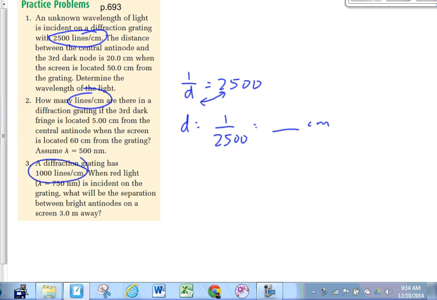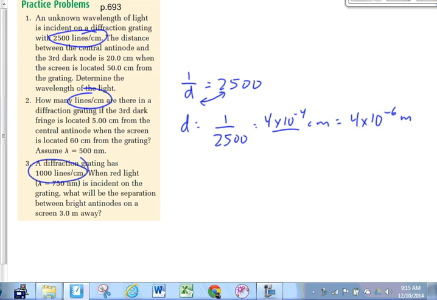Any issues that we have on page 693, 1, 2, or 3? Okay, so go get number 1 and number 3 here. Tom, what is 1 over 2,500, by the way? Four times 10 to the negative 4 centimeters, which I might as well convert to meters now while I'm at it. That's going to be 4.0 times 10 to the negative 6 meters, right? Because a centimeter is 100th of a meter, divided by 100. Okay, you got the value of D.